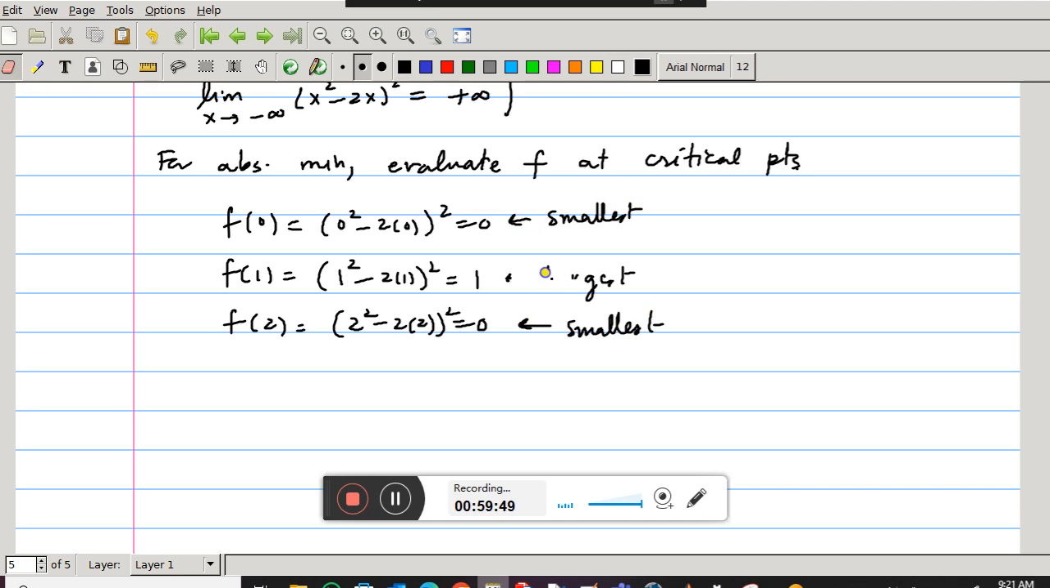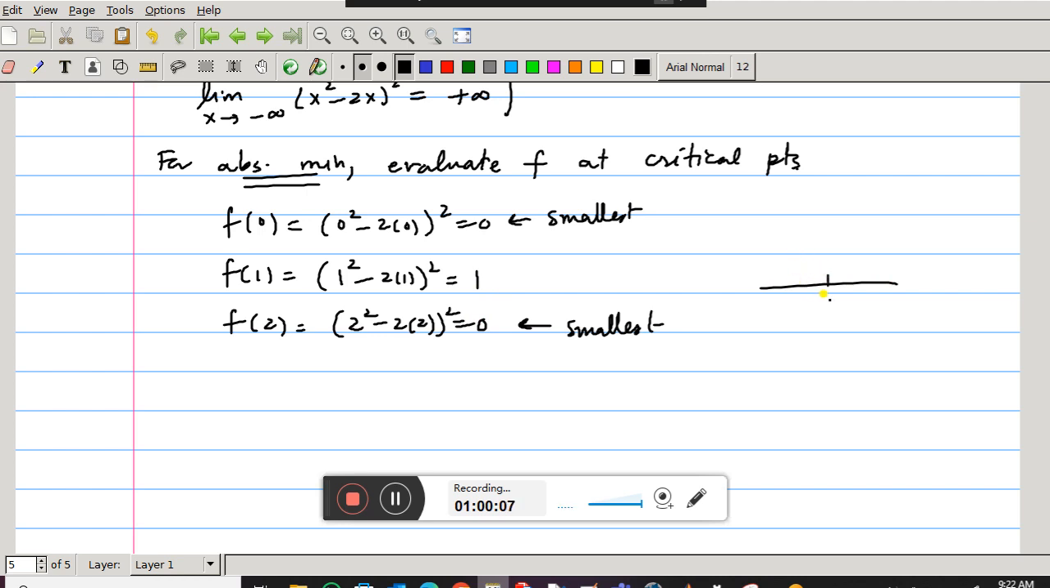I don't want the largest one because I'm looking for absolute minima. I only want the smallest because there is no maxima. So this is not the largest one. 1 is not the largest because the limits go to infinity. Okay, so maybe my function is like that.